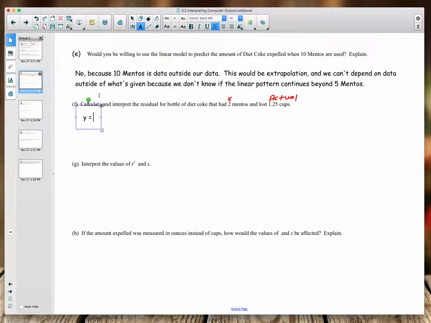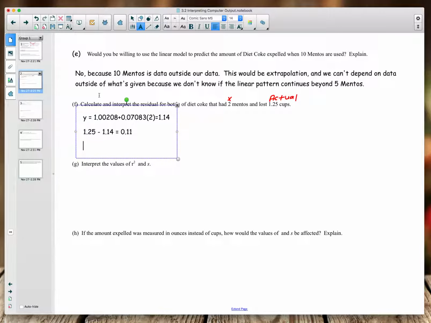So just make sure you put a hat over that. I'll go back and do that here in a second. So 1.00208 plus 0.07083 times 2. And once you calculate that, we'll get 1.14. Okay, and now we subtract: our actual 1.25 minus 1.14, and we'll get 0.11. So make sure you are double checking the math here.